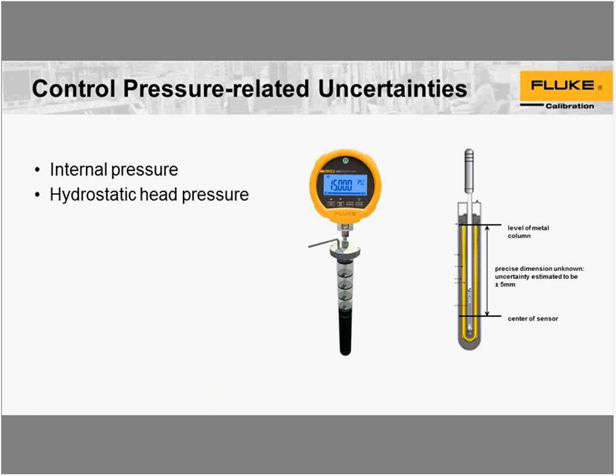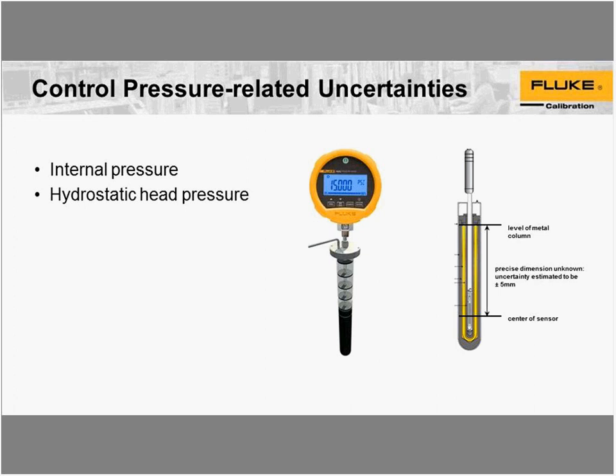First, let's talk about the two types of pressure errors related to fixed point cells. First of all, every fixed point cell has an internal pressure value. If it's an open or pressure adjustable cell, like the one we're showing on the left, it's adjusted to whatever the user wants it to be. And the picture on the right shows a sealed cell, where the cell is sealed off at a particular pressure. In any case, it's important to know what the pressure is and correct for it.